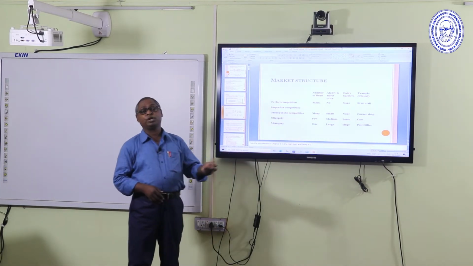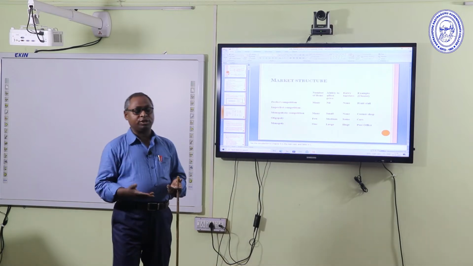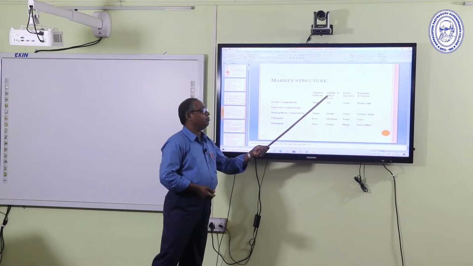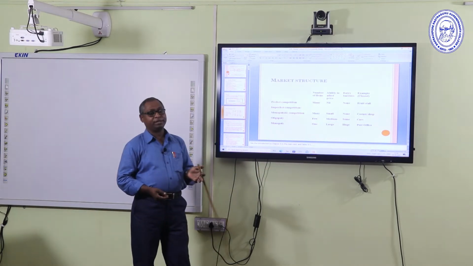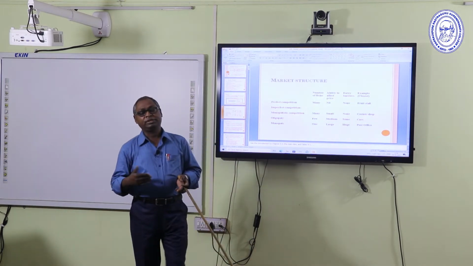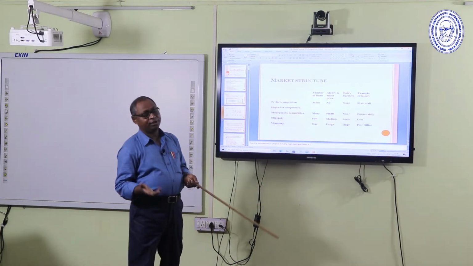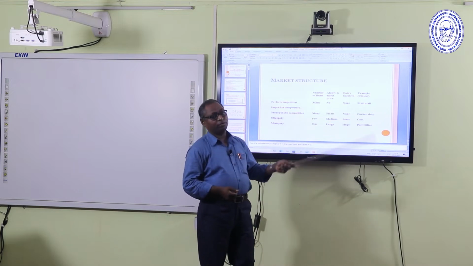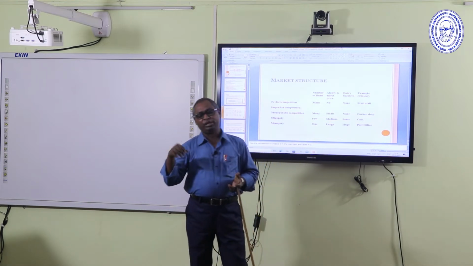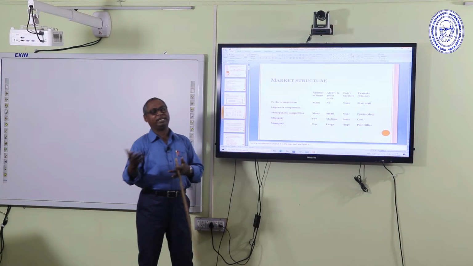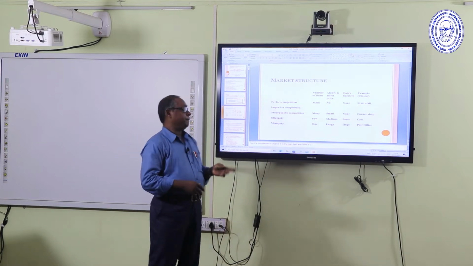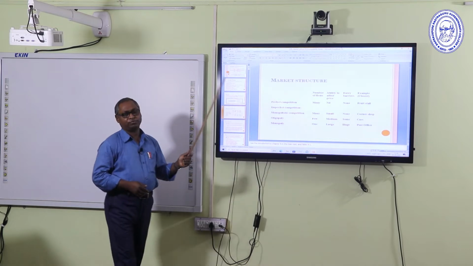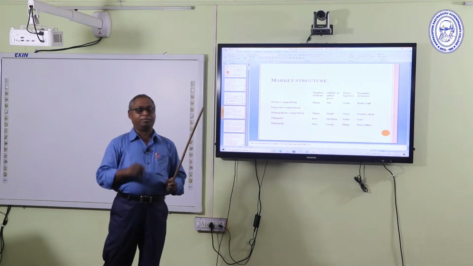How many firms or players who are producers are producing goods and services. The second one is the ability to affect the price: is there any ability of the firm to change the market price? And the third one is entry barrier, whether a new firm or an existing firm can easily enter or leave the market, which will also determine the form of the market. So the first form of the market is perfect competition.